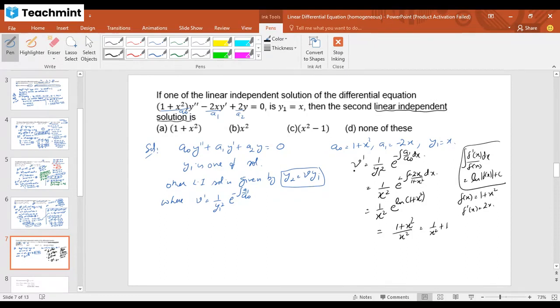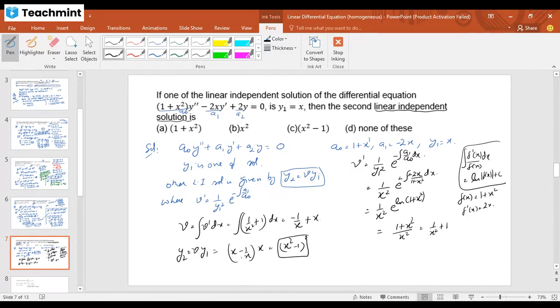This is the value of v'. If v' is known, what about v? It is the integral of v', that is the integral of (1 upon x square plus 1) dx. The integral of 1 upon x square is minus 1 upon x, plus x. Again, we are not adding a constant of integration. So what is the value of y2? This is v times y1. v is x minus 1 upon x, and y1 is x. So it is x square minus 1.